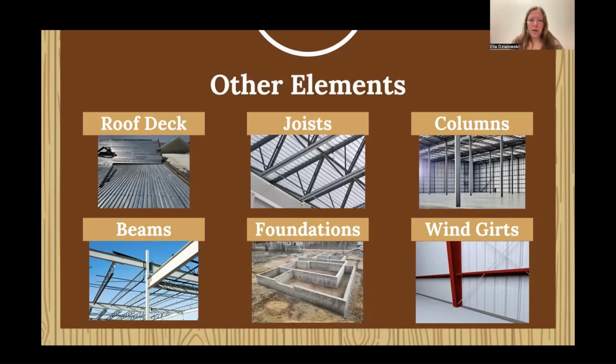Aside from the lateral load resisting elements, we also incorporated a bunch of other elements into our design. You can see some of them here. We designed the roof deck and the joists that would be attached. We also designed columns and beams. And then we also designed foundations and wind girts, which are elements that resist the wind in the wall so that the wall doesn't bend too much.